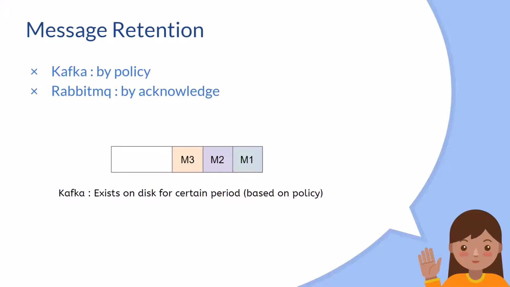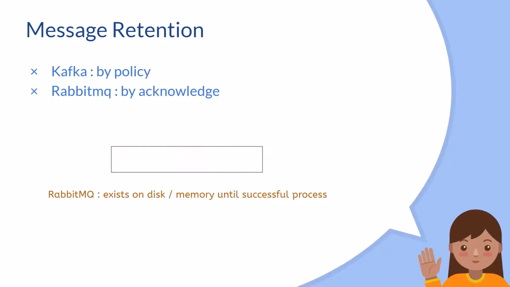RabbitMQ stores the message in memory or disk based on your choice. The message will be stored until a consumer acknowledges, that is, a consumer confirming that the message has been processed successfully. So, one message, one successful process from one consumer, and the message is gone. If we need to process the exact same message, the publisher must republish the message.